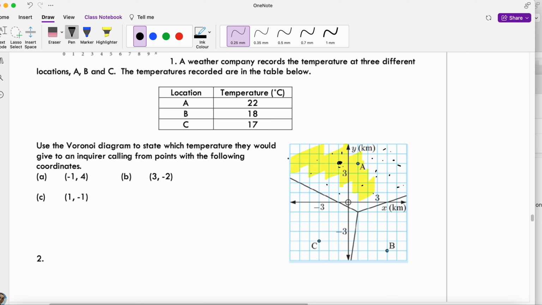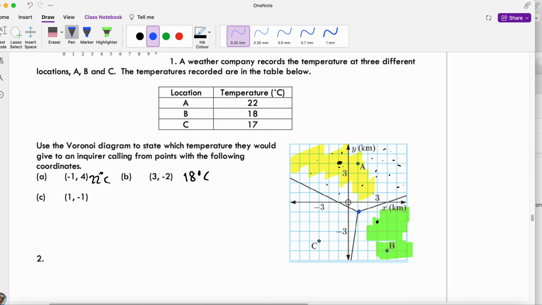So what would it show? If you're here, then we would take the temperature to be 22 degrees. If you're at 3, -2, very similar. Now you can see that you're closest to B, so your nearest neighbor is station B, and hence you're going to be taking 18 degrees. Super easy. If you're at 1 and -1, you're at 1 and -1.